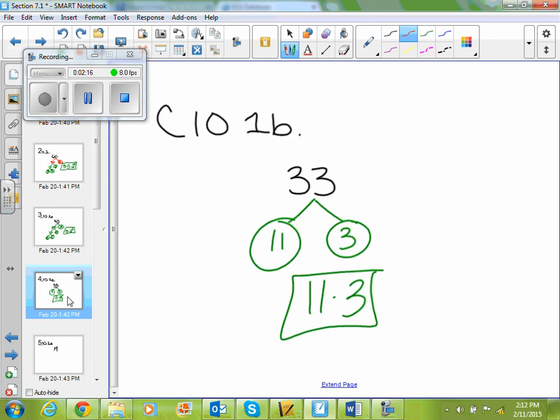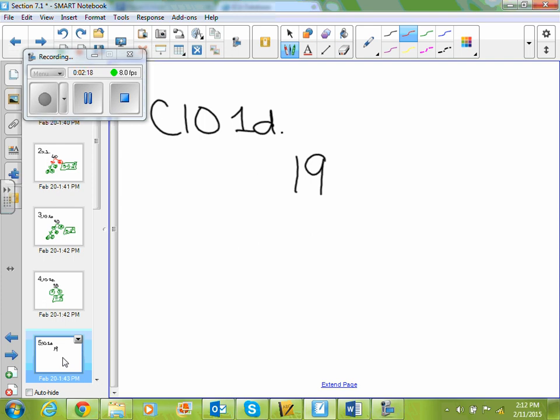Okay, so let's do one more. 19. 19 and 1. Okay, that's the only way I can do it, right? And we talked about yesterday when you were doing your pre-test. What do we call a number that can only multiply by itself and 1? Prime. Okay, so 19 is prime. So I can't put anything for it, so I just write down prime. Make sense? Okay. Not so bad.